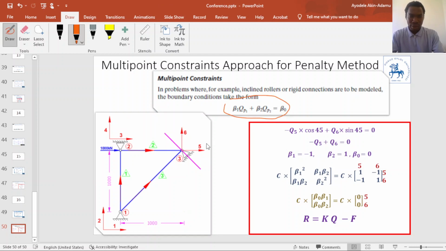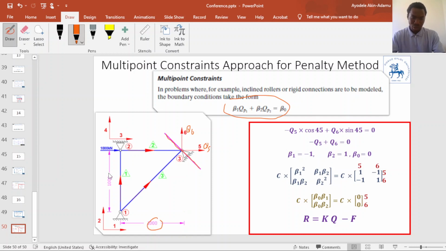Resolving, say we have Q5 here, and we have Q6 here. So we are going to resolve Q5 and Q6 along this magenta line. So to do this, if you look at our source problem, the distance between node 1 and node 2 is 1000 mm, 1 meter. And the distance between node 2 and node 3 is also 1 meter. You see it here, 1 meter.